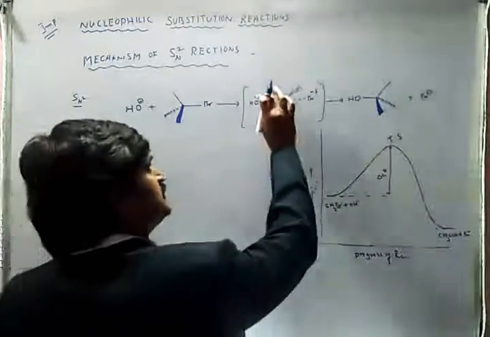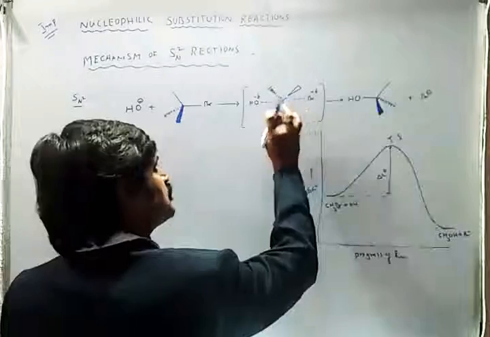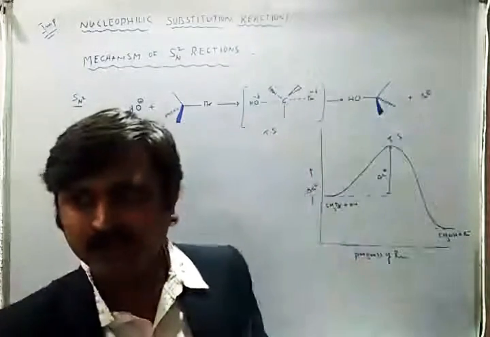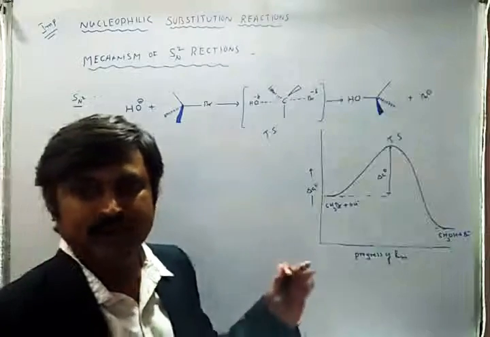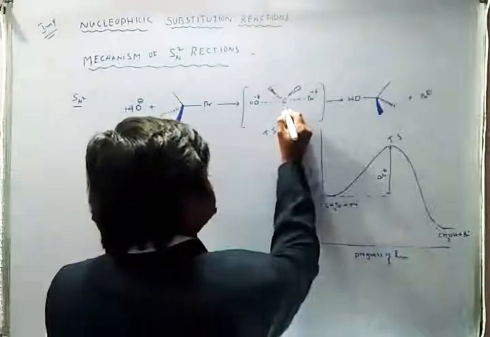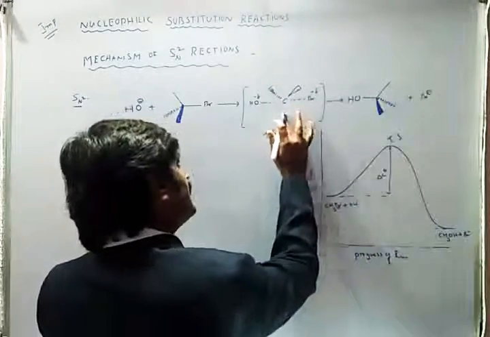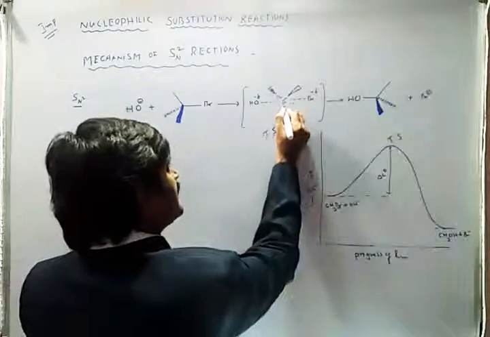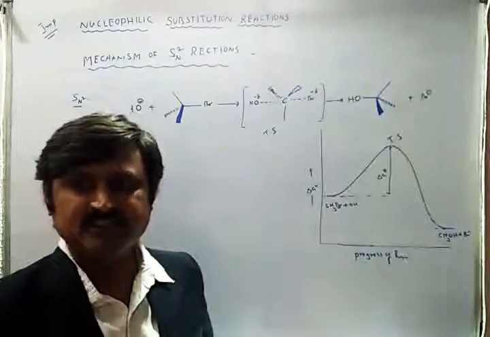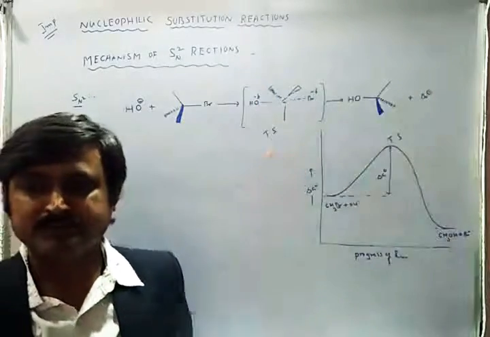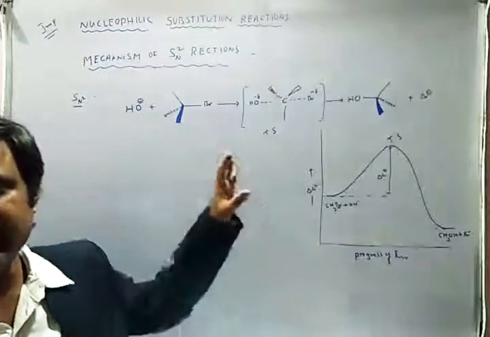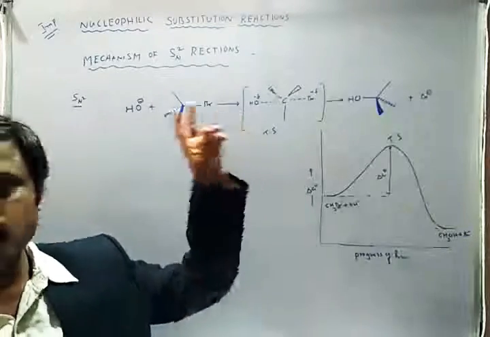So here, whatever three bonds we have shown, they are all in one plane only, and the carbon is pentacoordinate. This is nothing but the carbon pentacoordinate. So how many bonds are there according to pentacoordinate? Five bonds, looking like five bonds, fully bonded to 3 atoms and partially bonded to 2 atoms.